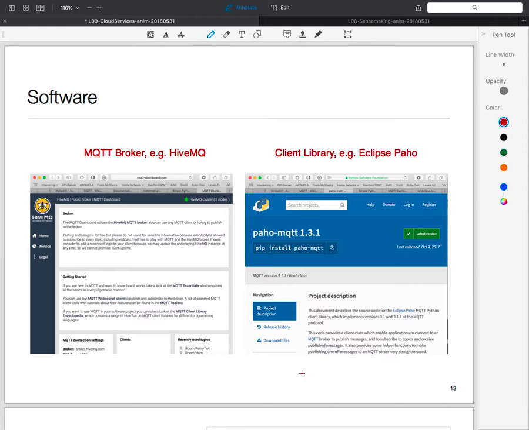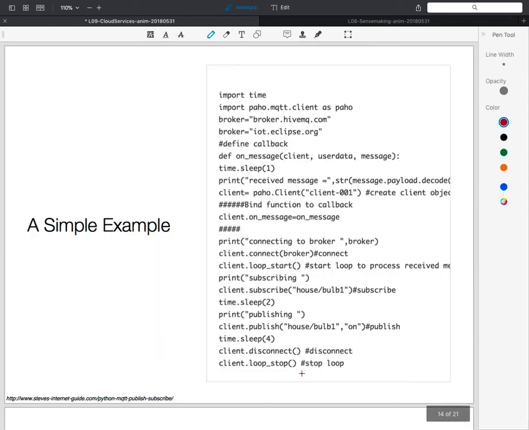So it's super simple to use. There is this little code example here, which uses the Hive broker. Actually, Eclipse also runs a broker. And then basically it's just a bunch of library calls for subscribing and publishing. So it's pretty easy to use, and a good way for you to have a device publishing something and other devices subscribing to it.